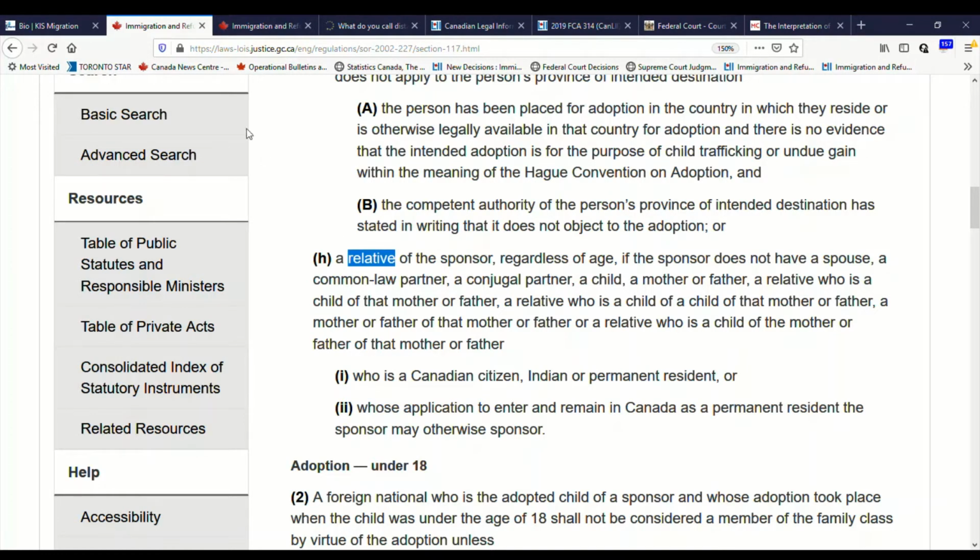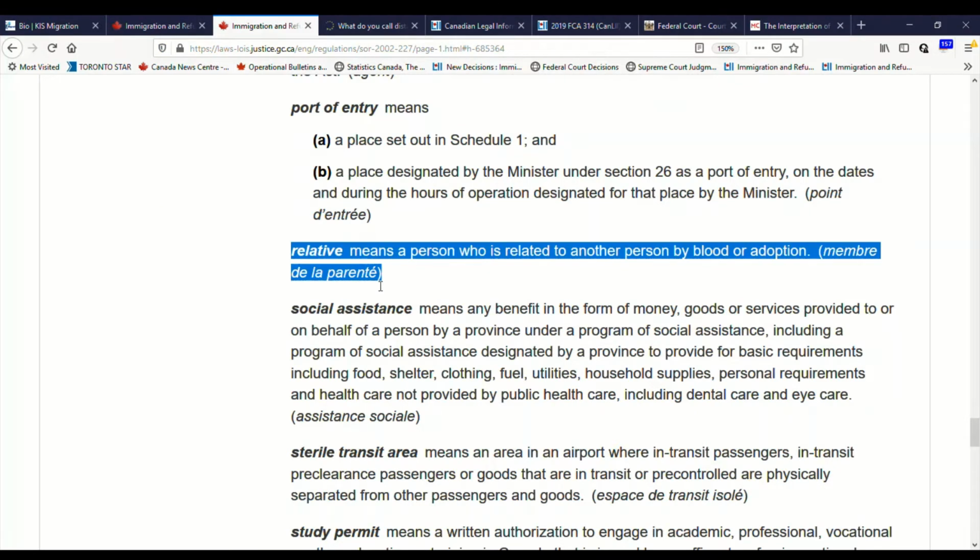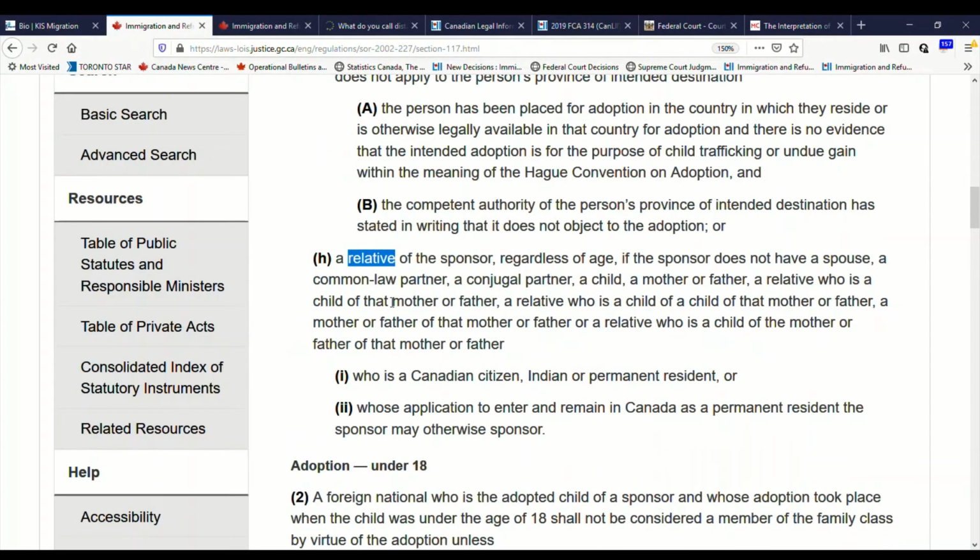Per section 2 of IRPR, a relative is a person who is related to the sponsor, either by blood or adoption. The traditional interpretation allows lonely Canadians and permanent residents to sponsor their last remaining relative if they do not have a spouse, partner, child, parent, sibling, niece, nephew, grandparent, uncle or aunt who is a Canadian citizen, Indian, or permanent resident, or who they may otherwise sponsor as a member of the family class.